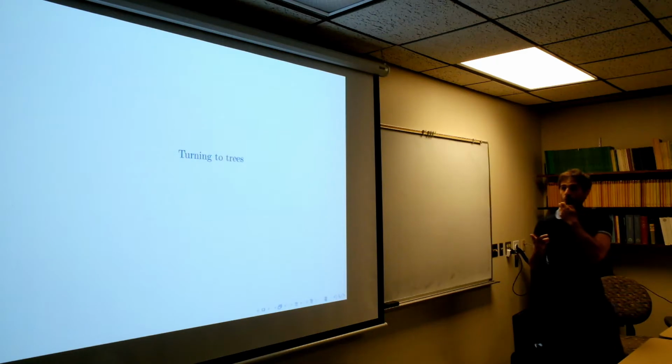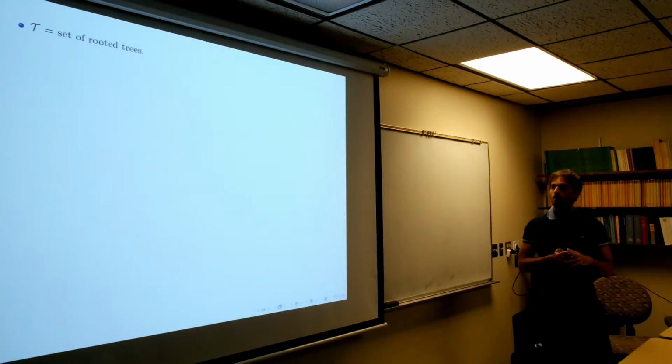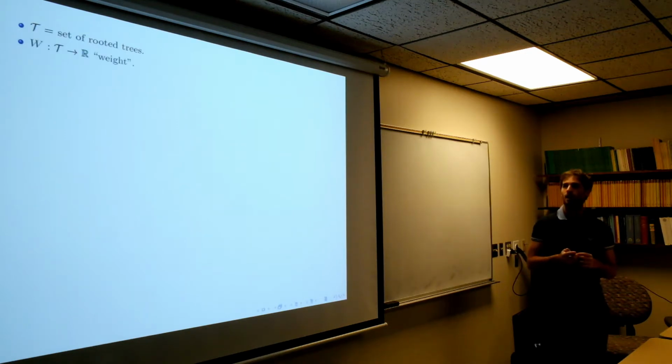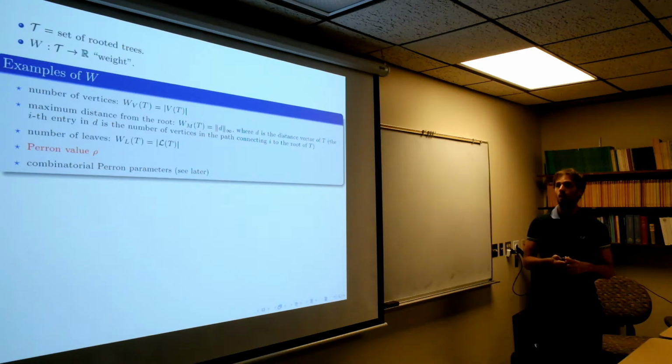Okay, but now I want to focus for a while on trees. So let T be the set of rooted trees. You can consider a weight W, which is a function taking a rooted tree and assigning to it a weight, a real number. It's really useful to think about the weight as really a weight, a function saying how heavy a rooted tree is. And we have many examples of W. It can be the number of vertices, it can be the maximum distance from the root, it can be the number of leaves, of pendant vertices.